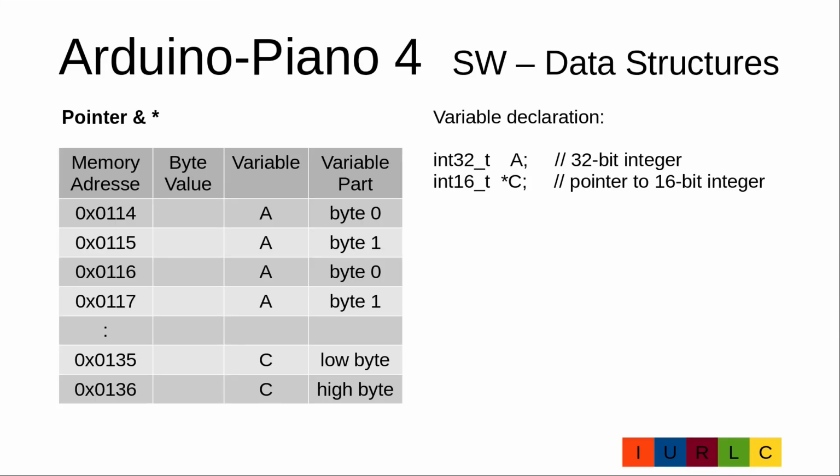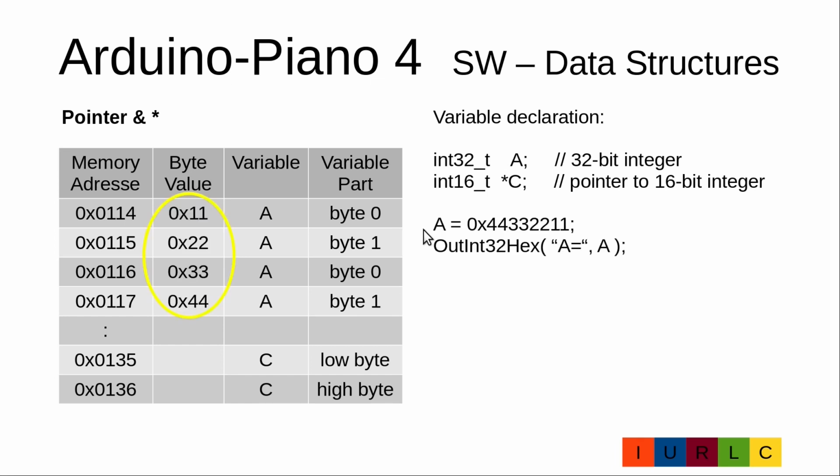And now we want to look at what happens when we use a pointer to a 16-bit integer variable instead of a pointer to an 8-bit integer variable, and how the pointer arithmetic changes. And again we load the hex value 44332211 into the variable a and output it to the monitor. Then the memory looks like this, and we get on the monitor 44332211.